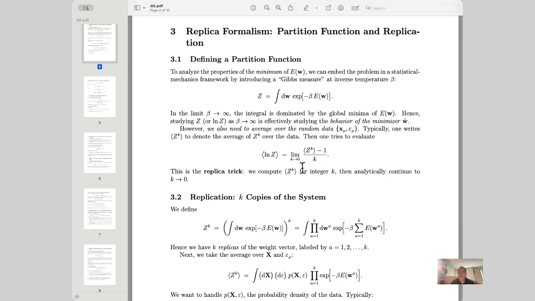This is called the replica trick. The idea of using replicas was, I think, first proposed by my graduate advisor's postdoctoral advisor, Sam Edwards, and then solved by Parisi, who won the Nobel Prize. So you have to evaluate the average of z over the data, because evaluating the average of log z over the data is basically impossible to do.